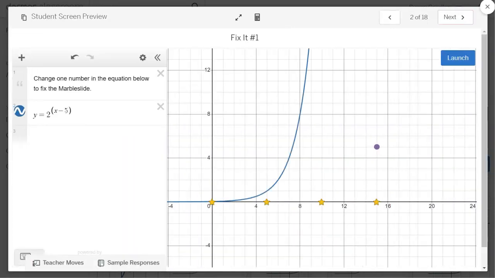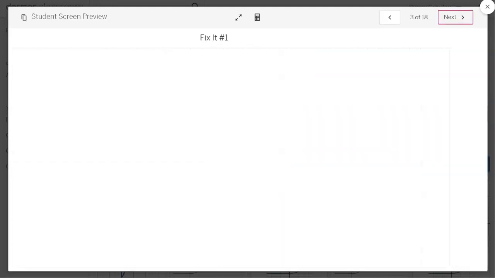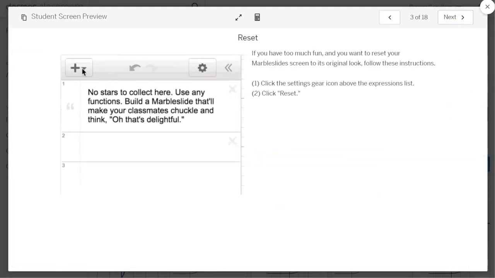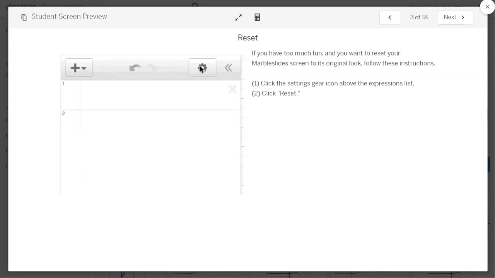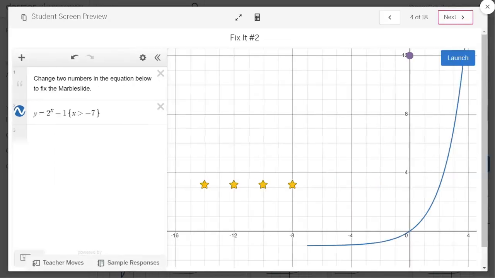Now, each of these is going to give them instructions, so guide them. Be sure they know they need to read that. It says change one number, so they should not add a whole bunch to this. If they mess up and change too much or make a mess of it, tell them to click on here and reset. And by the way, that is on screen 3. It directs them to click on the gear and then click on reset if they mess it up. That does happen quite a bit, actually.